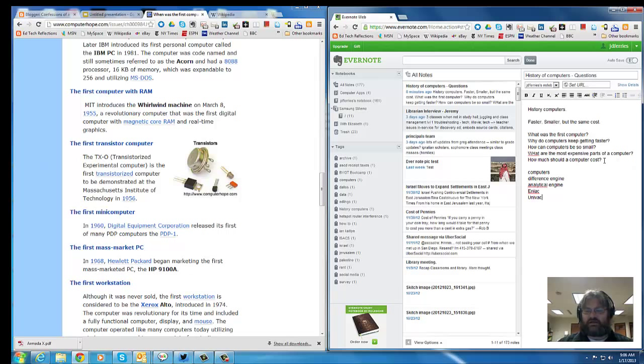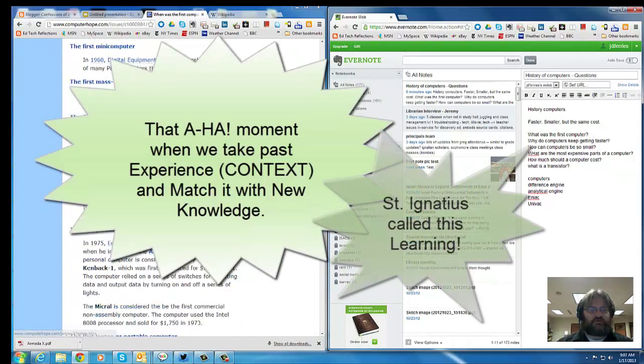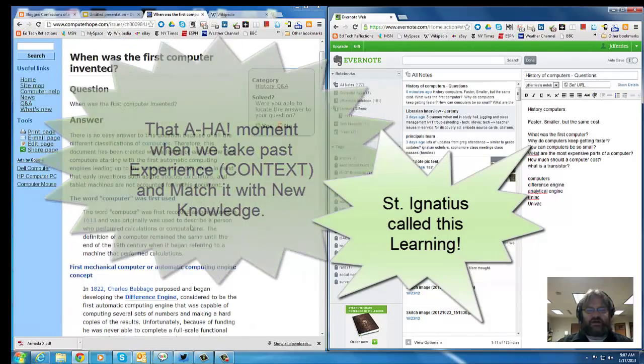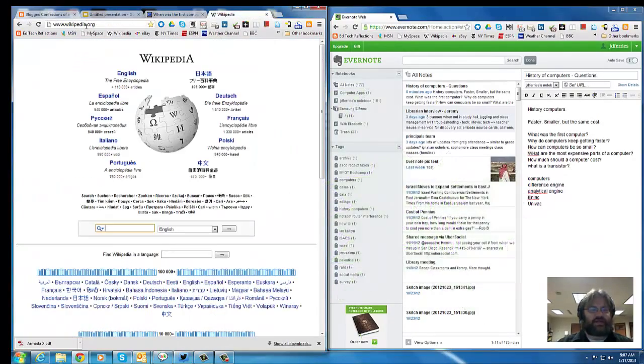Okay. Now that's going to add to a question: What is a transistor? Because it sounds like something we hear a lot about, but we're not really sure what it is. So let's use that as our next move. Let's go to Wikipedia and ask Wikipedia what a computer transistor is.